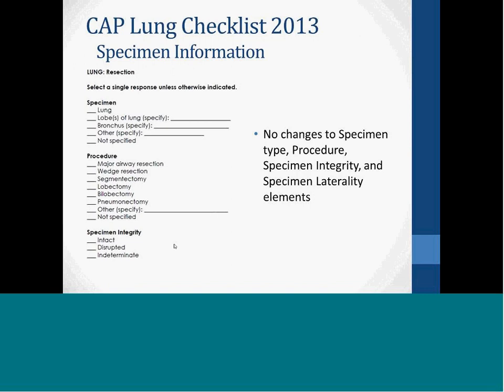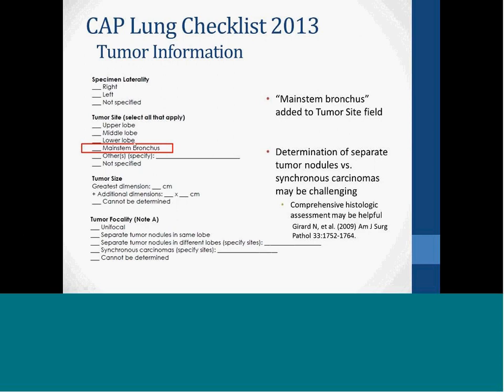Integrity is a field that's meant to put some explanation if there may be elements that may not be interpretable, for instance, margin status, and the sub-elements here are intact, disrupted, or indeterminate. Most times, specimens will be received intact, although on occasion they may be fragmented for whatever reason, either due to the presence of adhesions, or more commonly there may be staple line tears, and sometimes tumors may be difficult to assess in terms of the visceral pleural status because there's been a tear right over the area where the tumor approaches the visceral pleura. So this is something that can be indicated in this field. Specimen laterality, as I said, has not changed.